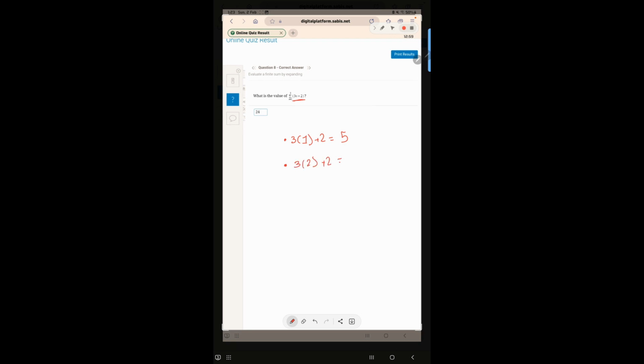3 times 2 plus 2 is equal to 8. And then you have n is equal to 3. So 3 times 3 plus 2, 9 plus 2 is equal to 11. You add these three together, 13 plus 11 is equal to 24.